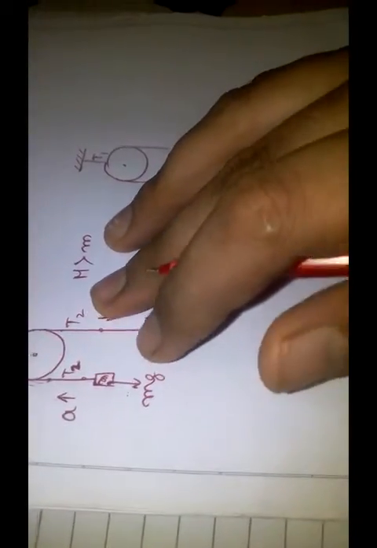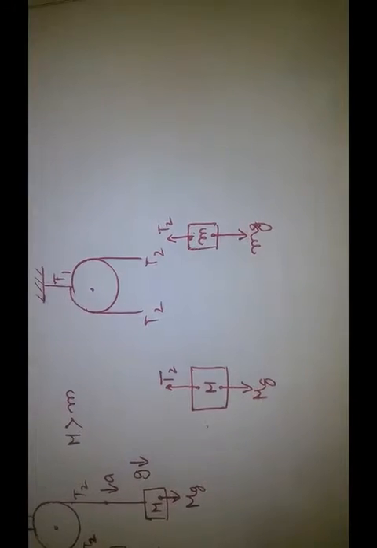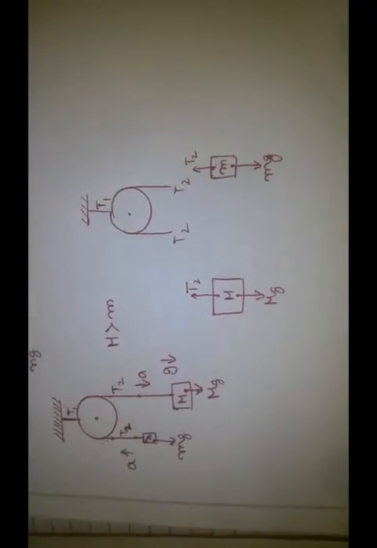Now mass m, its weight small mg, and tension upwards, not necessarily upwards, I am just showing the arrow. Now you can see the whole free body diagram. This is the free body diagram of this system.